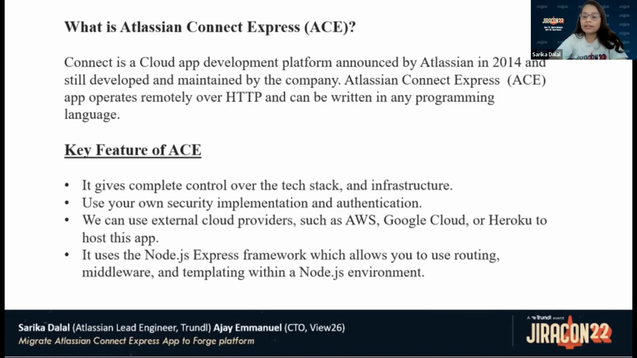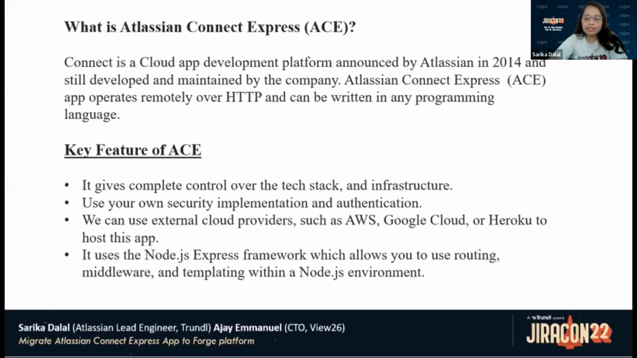This is a distributed app technology for extending Atlassian applications such as Bitbucket Cloud, Jira, and Confluence. This framework provides a Node.js toolkit for building apps by using the ACE framework. We can develop a web application that can operate remotely over HTTP and can be written with any programming language. So this is all about Atlassian Connect Express. Now let's talk about key features of ACE.